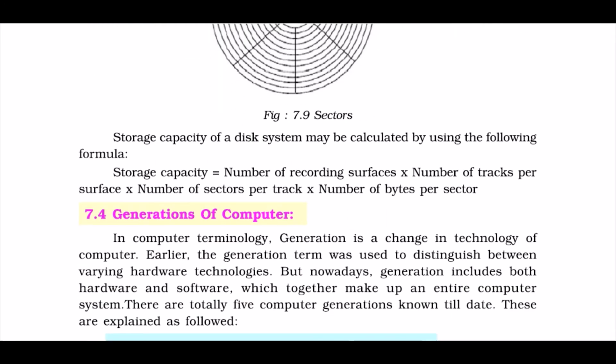Now the storage capacity of these kinds of devices is the number of recording surfaces, meaning how many surfaces we can store data on, multiplied by the number of tracks per surface, how many tracks there are on a surface, multiplied by the number of sectors per track, and fourth, the number of bytes per sector. So basically it comes to how many surfaces you have, divided into sectors and bytes.